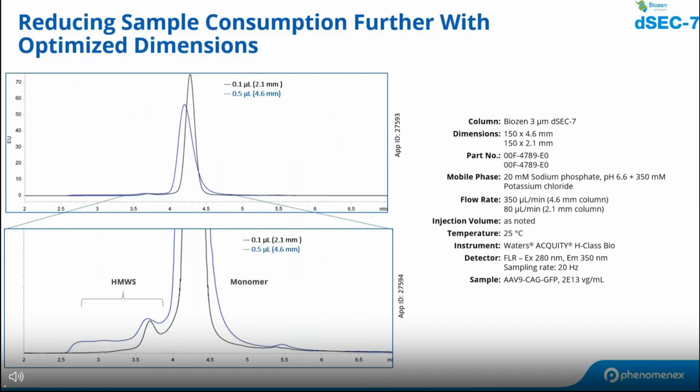So if you'd like to further reduce the sample volume, you could also go to a smaller ID column. As we show in the example here, the top chromatogram is the high level where we are injecting 0.5 microliter on a 4.6 mm ID column and 0.1 microliter on a 2.1 mm ID column. A zoomed version of it is shown here in the bottom figure. As you could see here, the high molecular weight aggregates are clearly separated even with a 1 microliter injection. This is possible because of the inert surface chemistry of the particle along with the inert hardware.